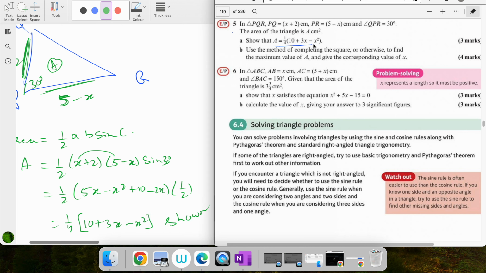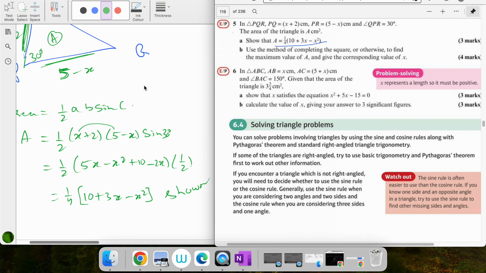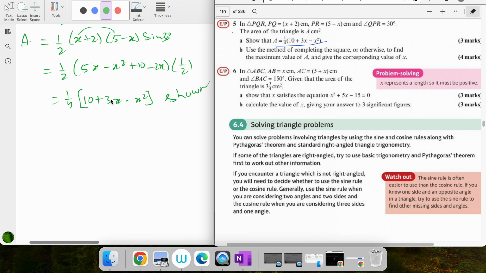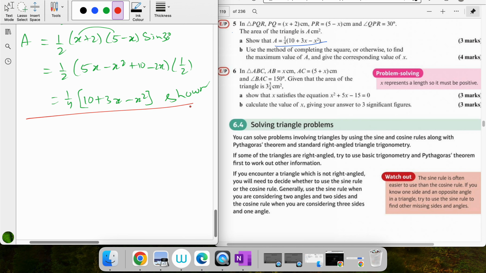B part says use the method of completing the square or otherwise to find the maximum value of the area and give the corresponding value of x. Okay, he's already given you the hint to use the completing the square method. The other would be differentiation. So once we do that, we can use that method as well.